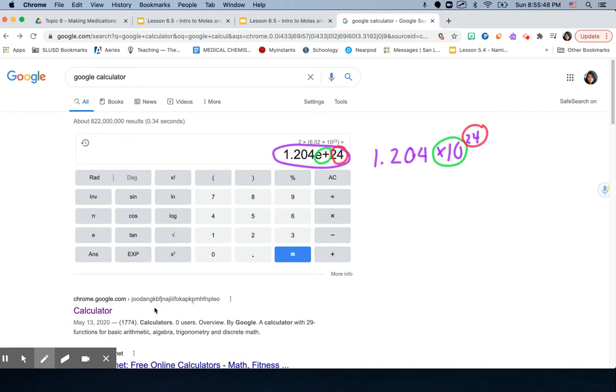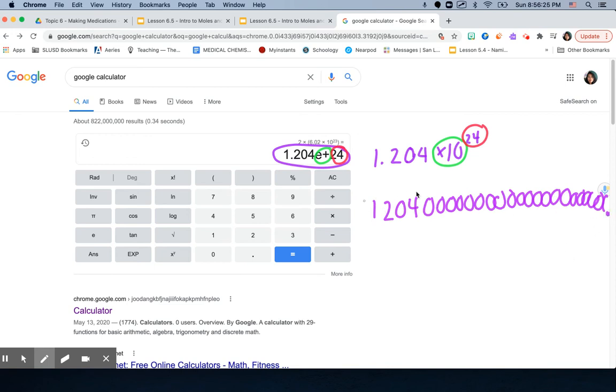If I were to write this out in standard notation, the regular way that we normally write numbers, it'd be 1. After this decimal, it's 24 spaces. So 204, that's 3, 4, 5, 6, 7, 8, 9, 10, 11, 12, 13, 14, 15, 16, 17, 18, 19, 20, 21, 22, 23, 24. This many zeros at the end, and then a decimal. I ran out of room.